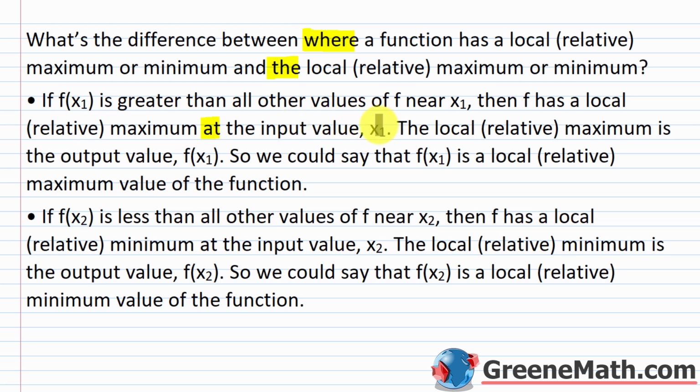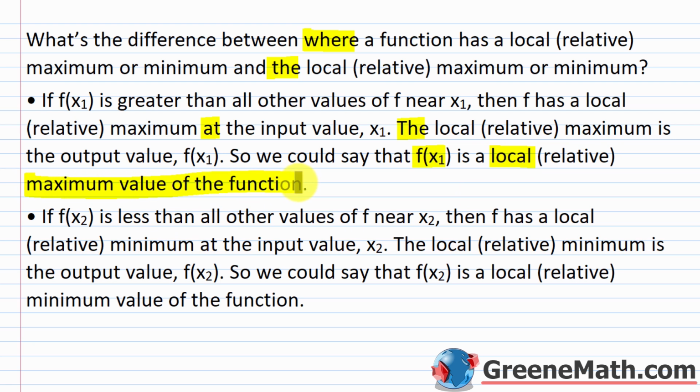So again, if they're asking you where, you're going to see the keyword at used when you answer. So it's at, and you can give your x value. Now, sometimes the teacher will say specifically that they want the point. So then you give the x comma y. Then we have the local, or again, you could say relative maximum. So we're talking about that there is the output value. So the f of x sub 1, so that y value there. So we could say that f of x sub 1 is a local, or again, you could say relative, maximum value of the function. So just keep that in mind.